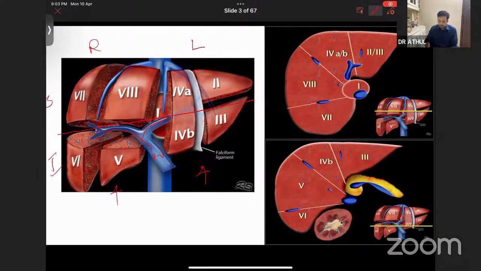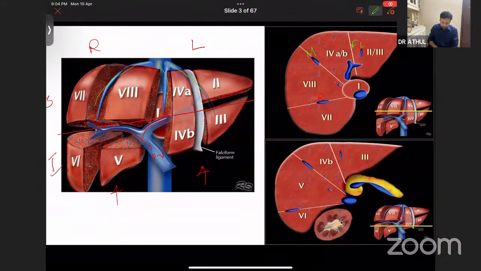The main purpose of this is surgical resection, and the division is made by what? The division is made by the branches of the hepatic veins. This is the right branch of the hepatic vein, I will change the color. This is the middle branch, this is the left branch of the hepatic vein, and this is the falciform ligament. See, this is the right branch, this is the middle branch, and this is the left branch. These hepatic veins divide the right lobe into segments 5, 6, 7, and 8, and the left lobe into segments 2, 3, 4A, 1, and 4B.